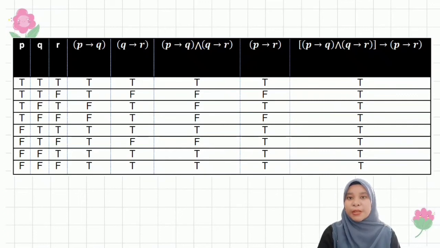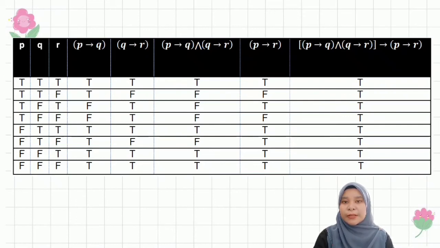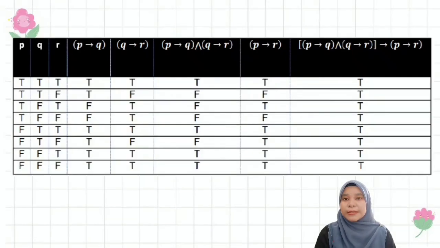For the proposition P, for the first four lines, we will write T, and then for the last four, we write F. Then for Q, we will write alternating pairs of T and F, which is T, T, F, F, T, T, F, F. And for the proposition R, we will write T and F alternately: TF, TF, TF, TF.